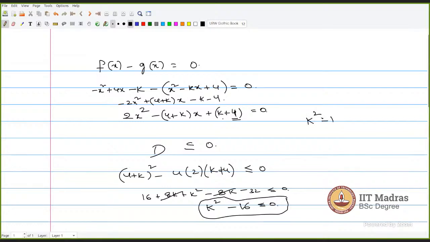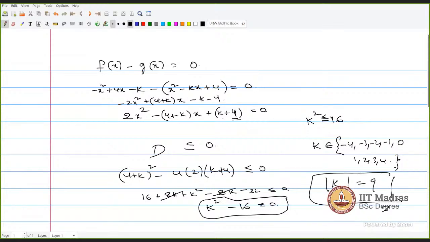Okay, so k square should be less than or equal to 16 and k should belong to minus 4 to 4. Yes, sir. But for the solution, they took k square equal to 16. Okay, thanks, good, correct.